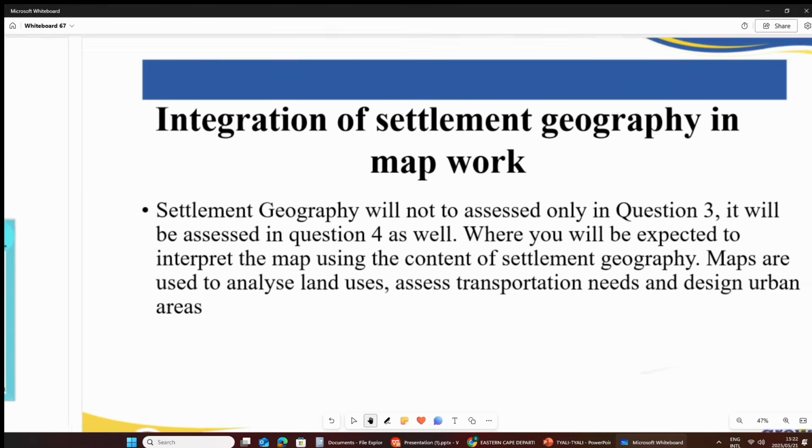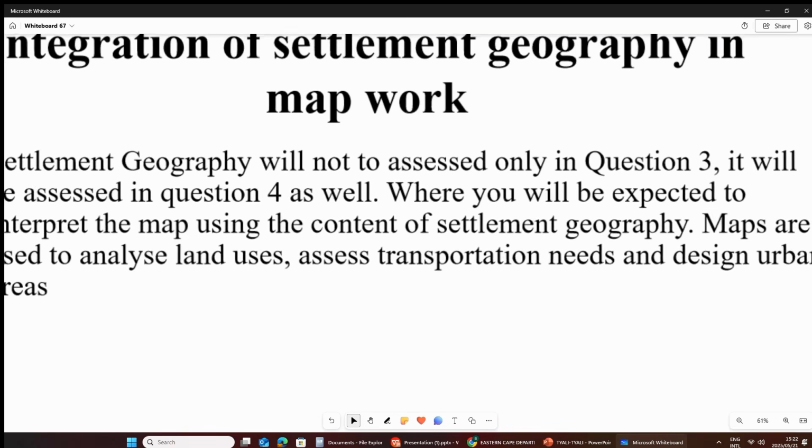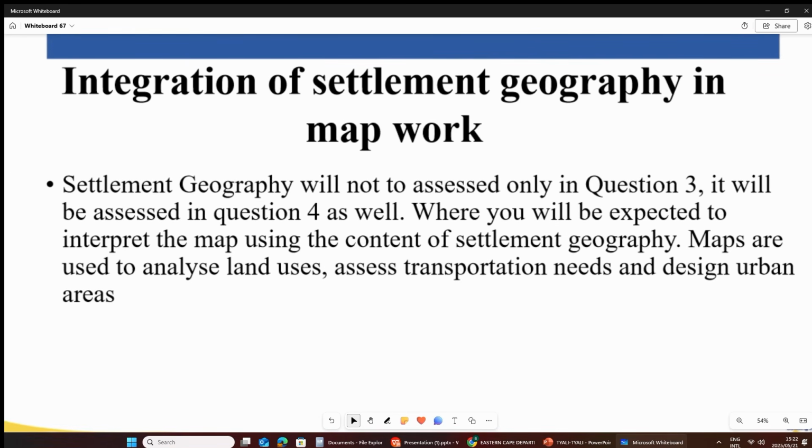The integration of settlement geography in map work. Settlement geography will not be assessed only in question 3 in the upcoming examination. It will be assessed in question 4 as well, where you will be expected to interpret the map using the content of settlement geography. Maps are used to analyze land uses, assess transportation needs, as well as design urban areas.